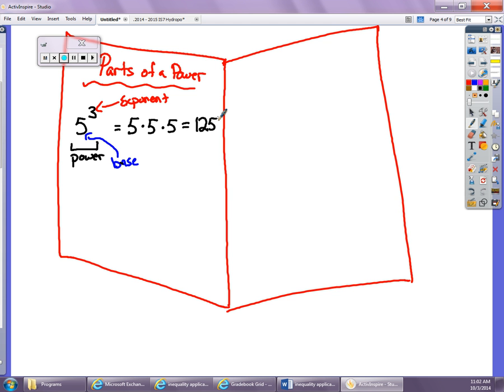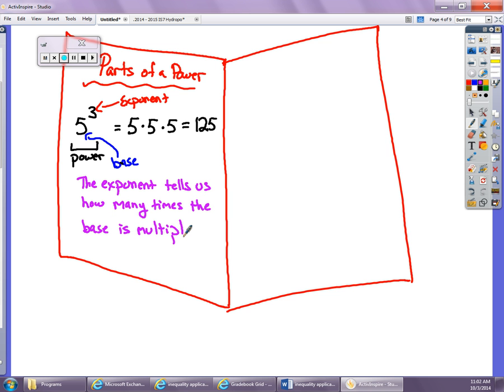So the exponent, alright, we said the exponent tells us how many times the base is multiplied. So that's our exponent. It tells us how many times the base is multiplied.